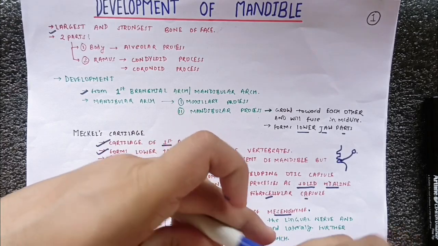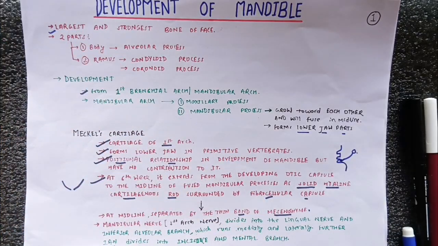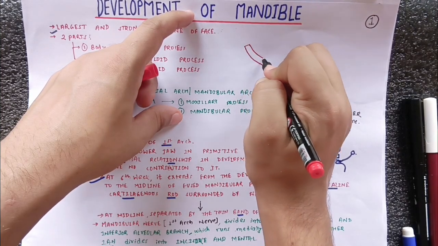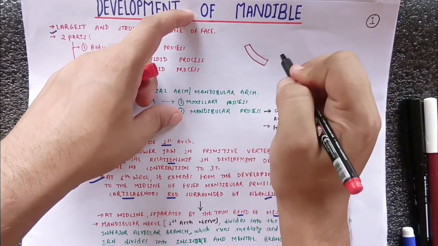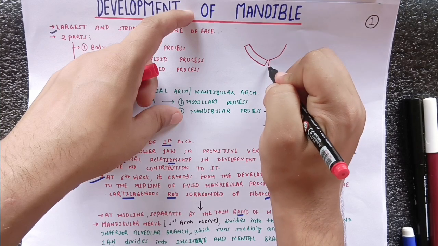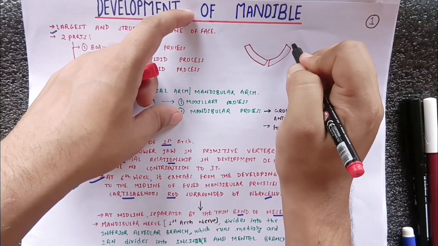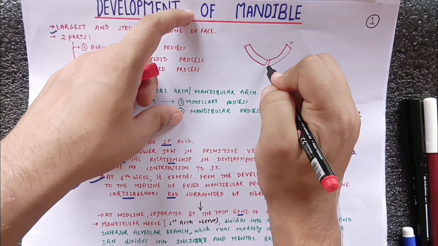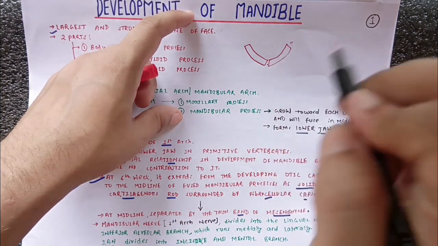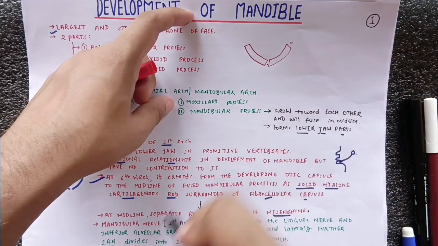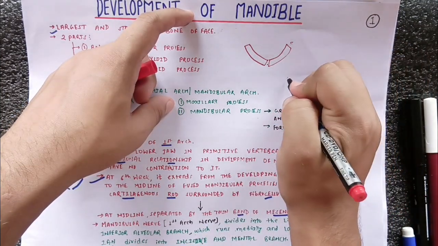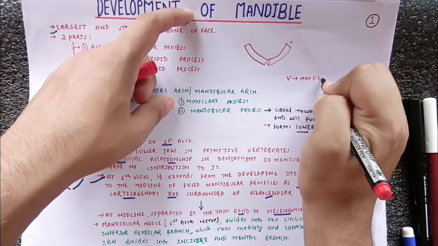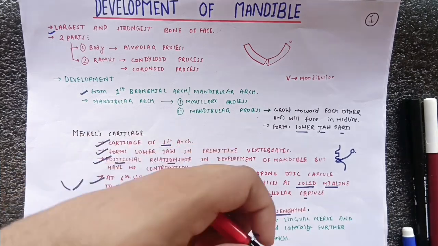So I will draw this. This is the Meckel's cartilage of the left side, and this is the Meckel's cartilage of the right side, extending from the otic capsule towards the midline, and separated in the midline by a band of mesenchyme. Now you should remember that the mandibular nerve is a division of the trigeminal nerve; it comes from the trigeminal nerve.